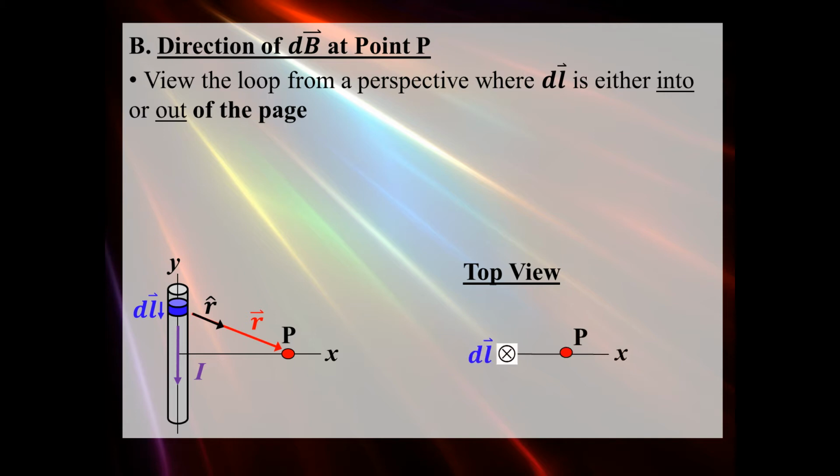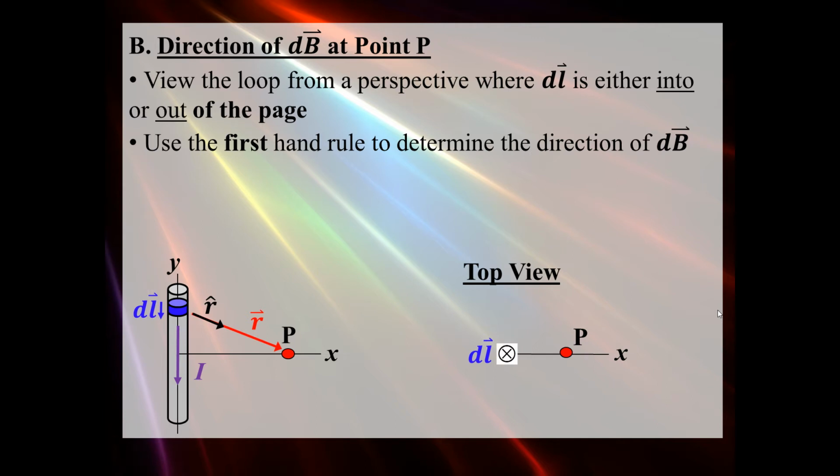If we were to show this from a top view perspective, we'd have point P a little bit over towards the right on the x-axis. And from a top view perspective, since dl is pointing in the negative y direction, we could show dl as pointing into the page. We use that X to represent that.